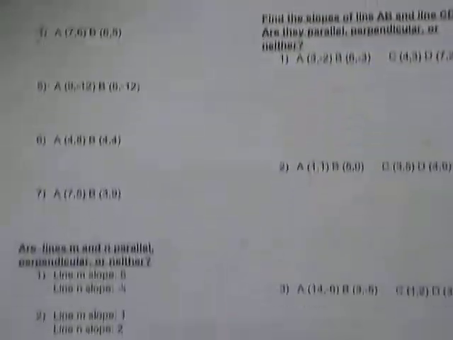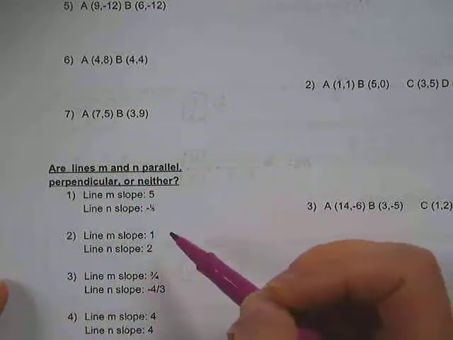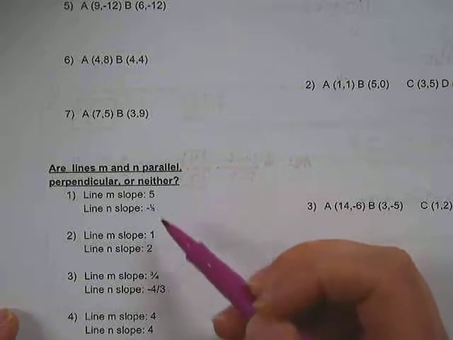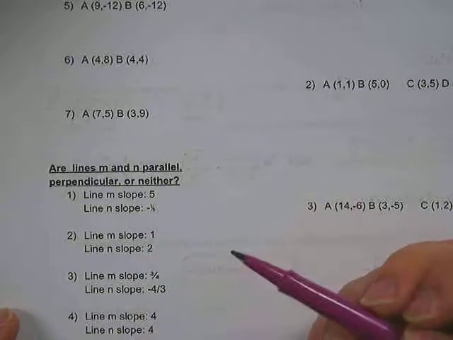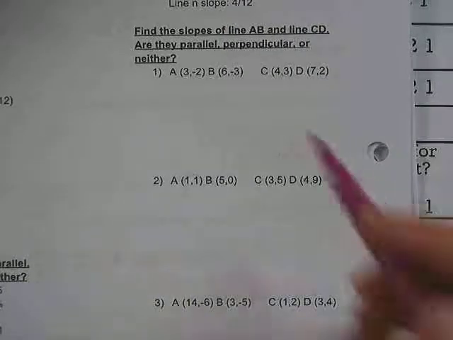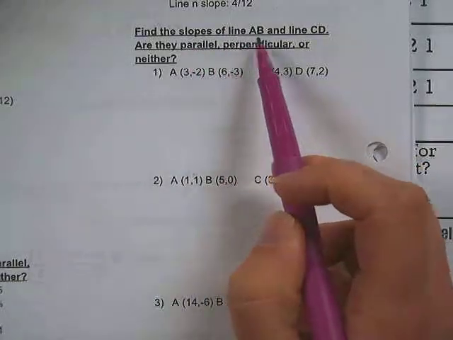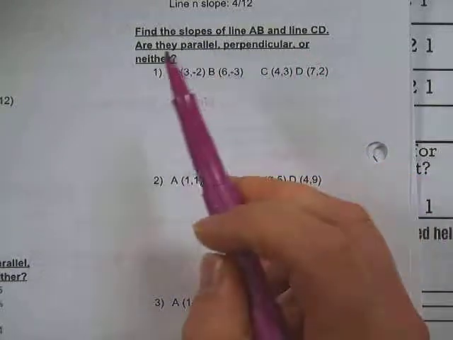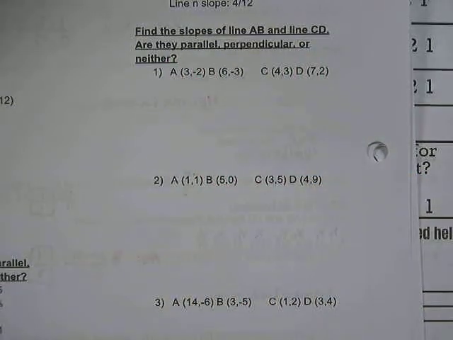On the back, you can see this is your assignment. You've got 7 problems where you just have to find the slope between the 2 points. You've got 8 problems where you have to decide if line M and line N are parallel, perpendicular, or neither. So you look at their 2 slopes and you decide if they're the same, if they're negative reciprocals, or if they're neither one of those things. And then you have 3 problems, like the example that we just did, where you have to find the slope of line AB, the slope of line CD, and then decide if they are parallel, perpendicular, or neither.